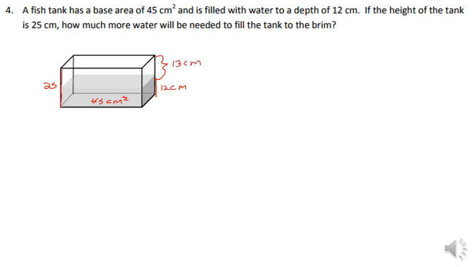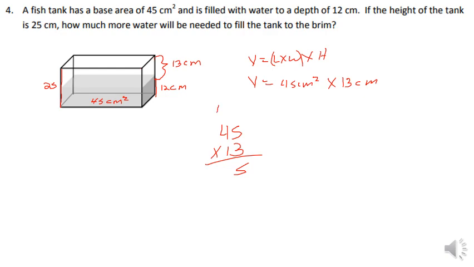So if I want to find out how much more water is needed to fill it to the brim, I'm going to have the volume equals length times width times height. Well, length times width is area. So we know this is 45 centimeters squared times the height of 13 centimeters, because I'm looking just for the water that has to go left. So now I got 45 times 13. And that gives us 15, 12, 13. Add our placeholder, 5 and 4. Be 5, 8, 5. So 585 centimeters cubed is what is needed.